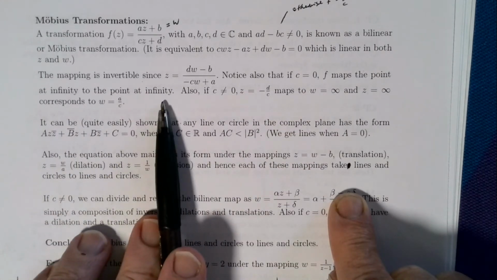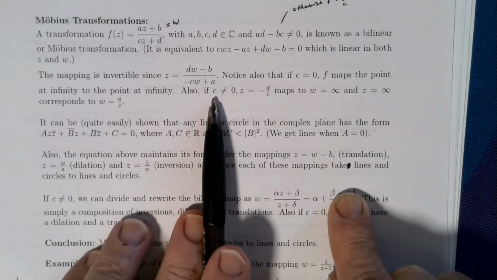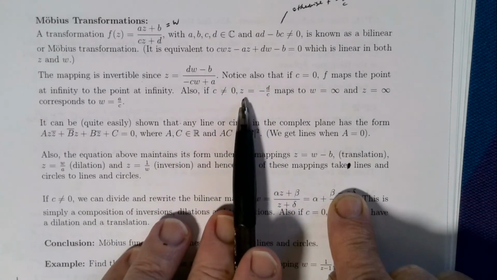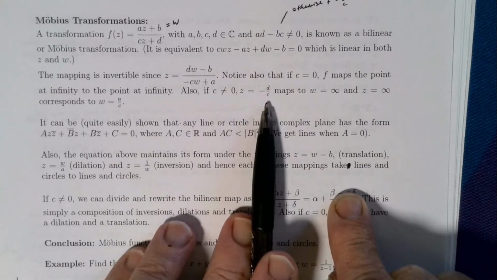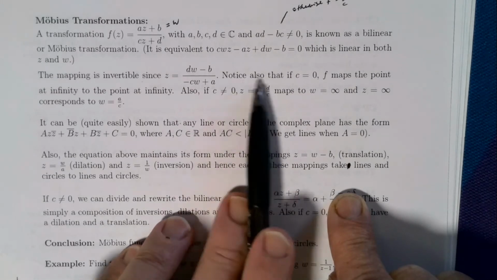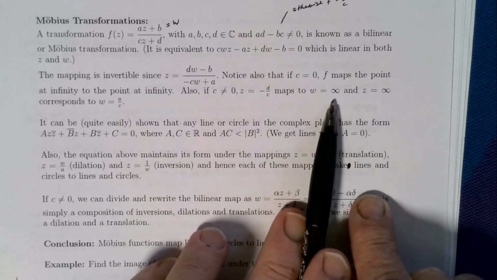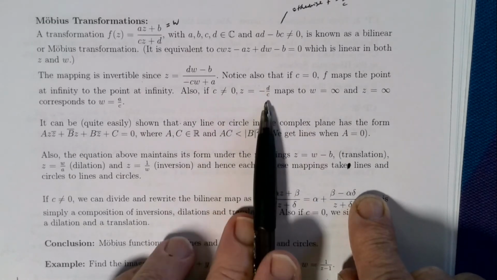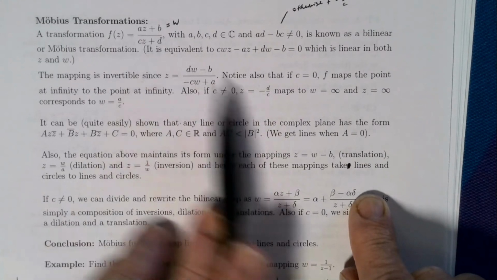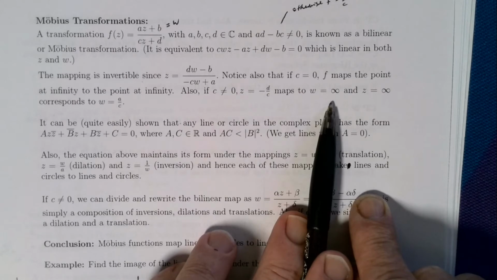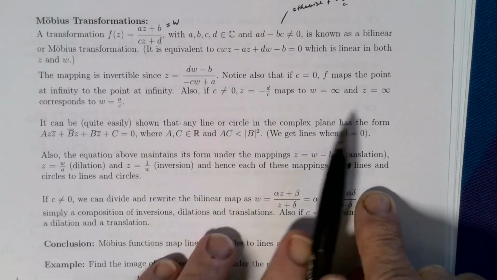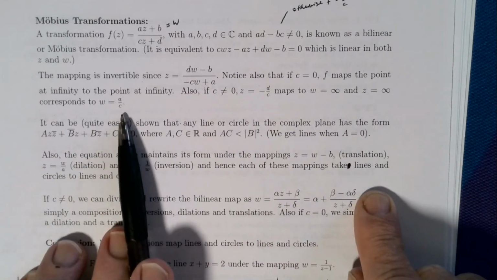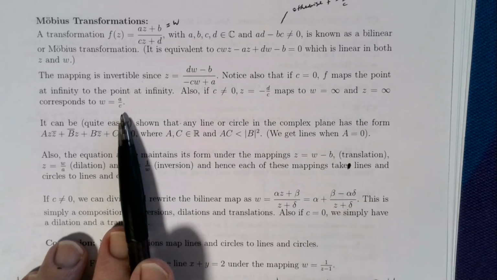If c is not 0, then if you take z as minus d over c, this is just a straight line, then this maps the point at infinity. If you put z equals minus d over c into this, then you get w is the point at infinity. And conversely, if you put the point at infinity into the inverse, then you get w is a over c. So that's just an interesting observation there.